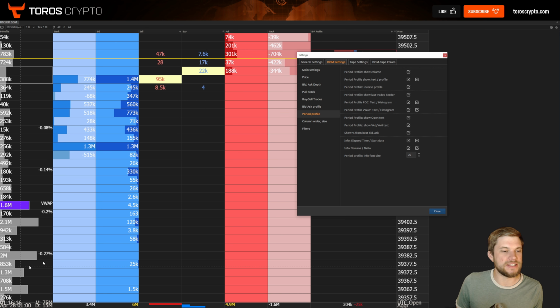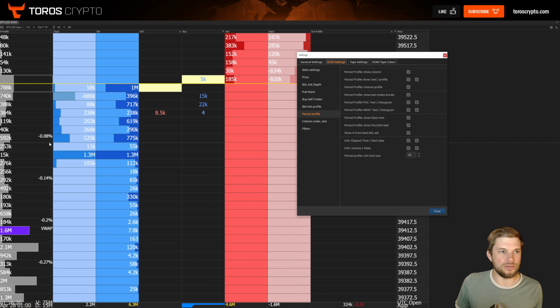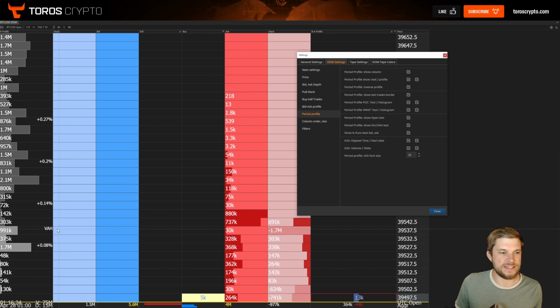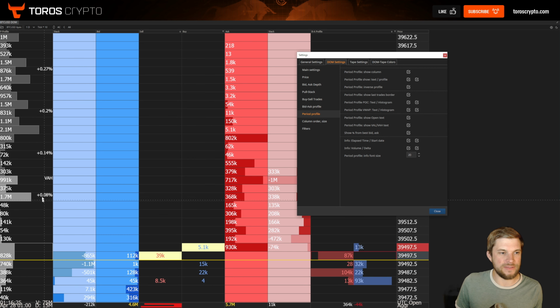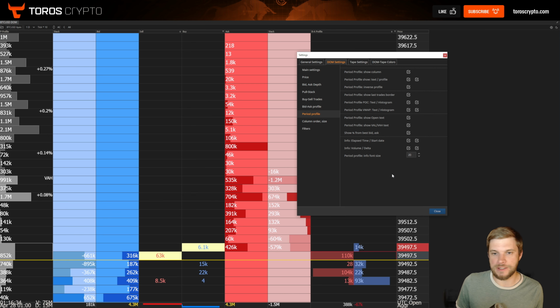So nice little examples here of where you can see where imbalances are on the chart and how far away you are from price itself. So you can see that at this point, as you're coming into this value area high, you're just above 0.08% above the current price.